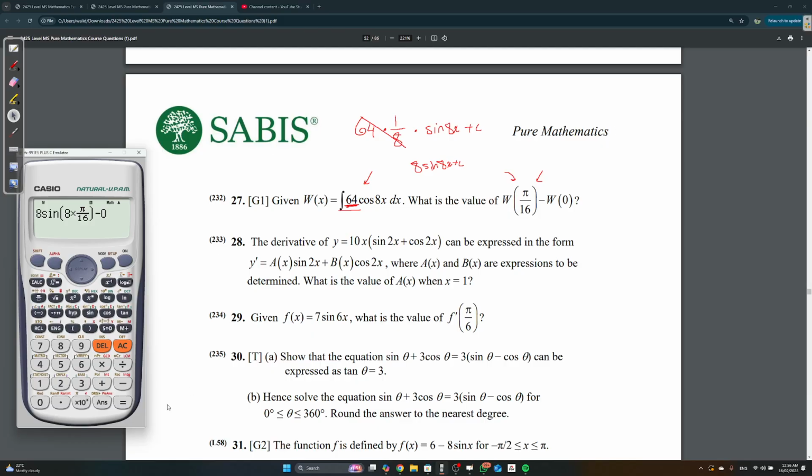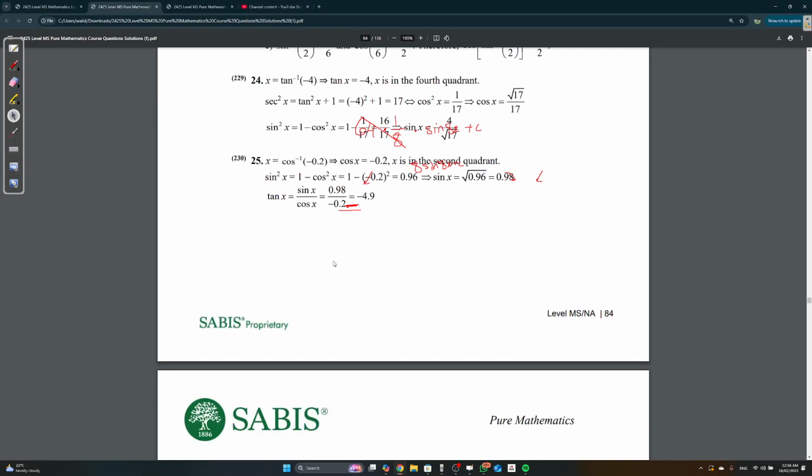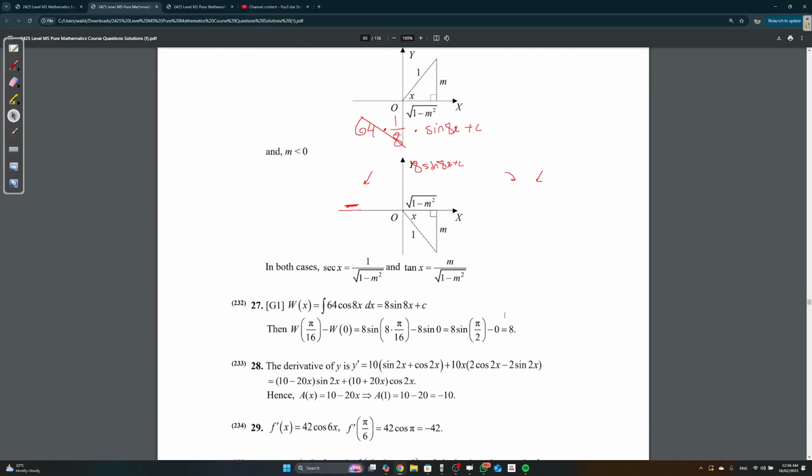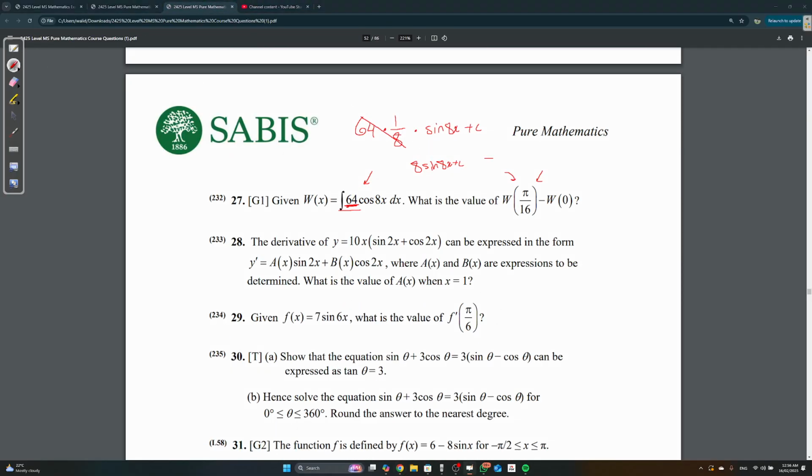When you substitute 0, you're going to get 8. Is that correct? Yes, 8. So it equals 8. You have to obviously write down 8 sine of 8 times pi over 16, minus 8 sine 0, which is just 0. And you get 8.